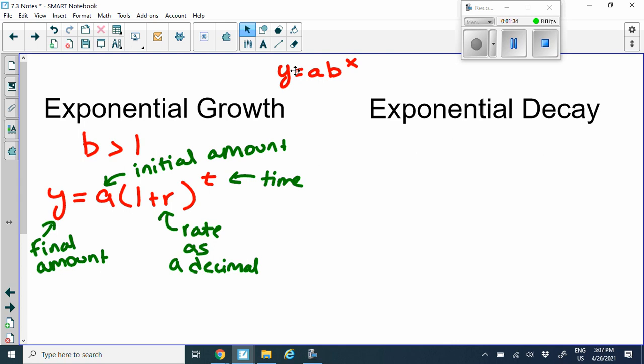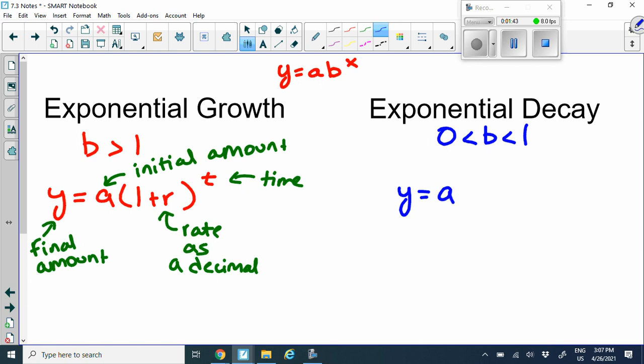Now, for exponential decay, remember that is going to be our b value that is in between 0 and 1. So when we have our formula, y equals a times 1 minus r, all the variables are exactly the same. So y is your final amount, a is your initial amount, r is going to be your rate as a decimal, and t represents time. So we take our rate, change it into a decimal, and do 1 minus that. That value is going to be in between 0 and 1. So that's why it is a decay.